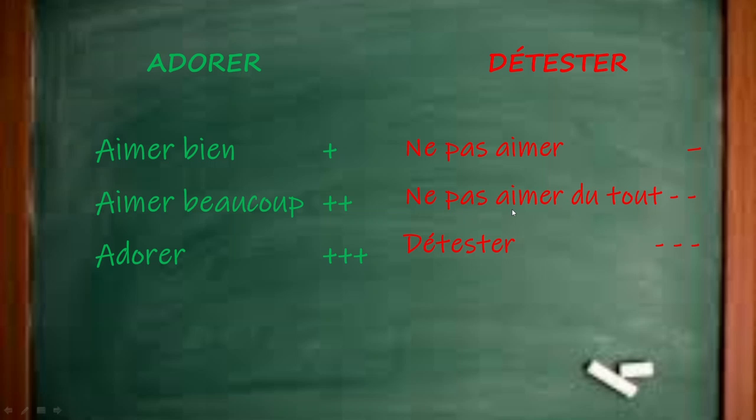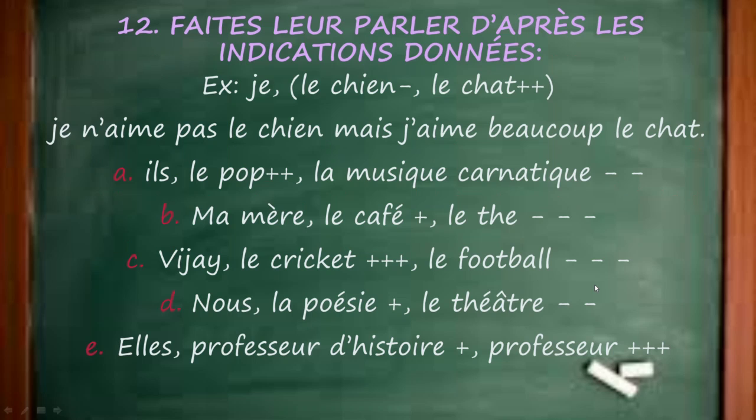Yeah, so voilà. When you use the verb détester, it means you hate it to the core. Okay, so you hate it. Yeah, so now we'll go for the exercise. This exercise is a bit big. Yeah, so the 12th exercise.